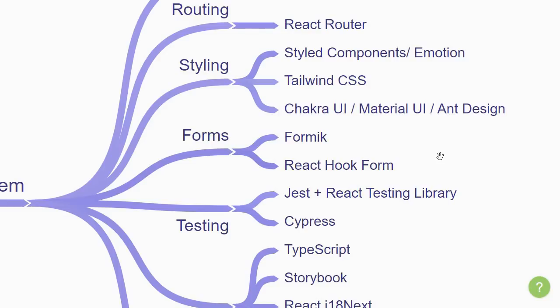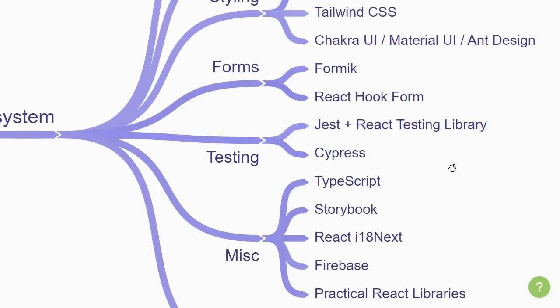Next, if your application has complex forms to deal with, you might want to learn Formik or React Hook Form. I've used Formik and I find it to be amazing, but React Hook Form is something you could explore if you wish to. When it comes to testing, you'll be learning Jest with React Testing Library for unit testing and Cypress for end-to-end testing. This is an area that I am still learning myself, so hopefully one day in the future, I'll be able to create a series on testing React applications.